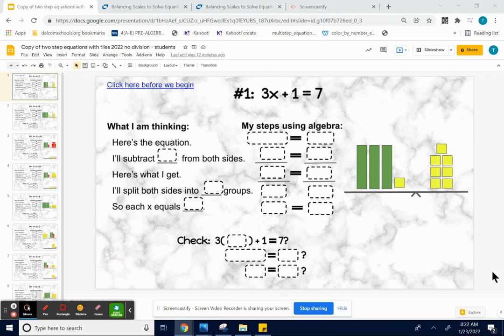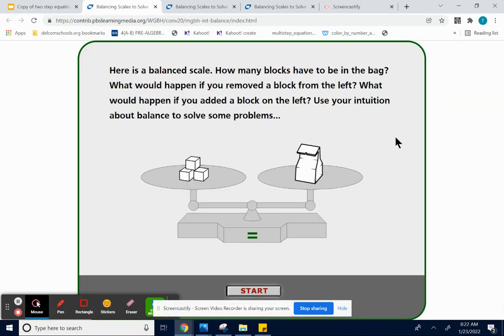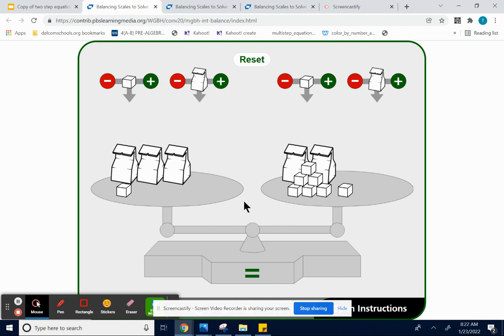Okay, this video is to help you with the two-step equation tile lesson. If you look at slide 1 and you click on the link, I just want to show you something. I want you to think of these two-step equations as balanced scales. You're going to see x's and numbers in your equations.